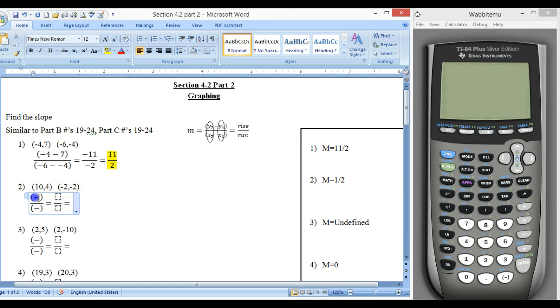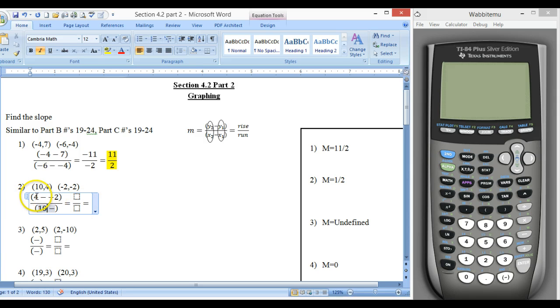Okay, number 2. I'm going to show that it doesn't matter. I can reverse these and do y1 minus y2. I don't like to think of it as that, so I just take one of the y's and subtract the other y. So in this one, I'm going to do my 4 first. 4 minus the other y is negative 2. And then make sure you find the x with the 4, which is 10.